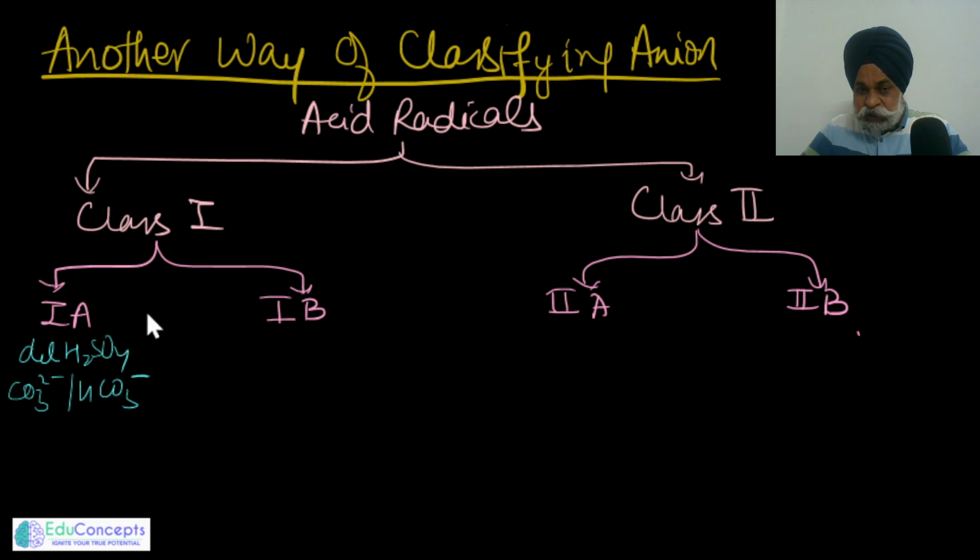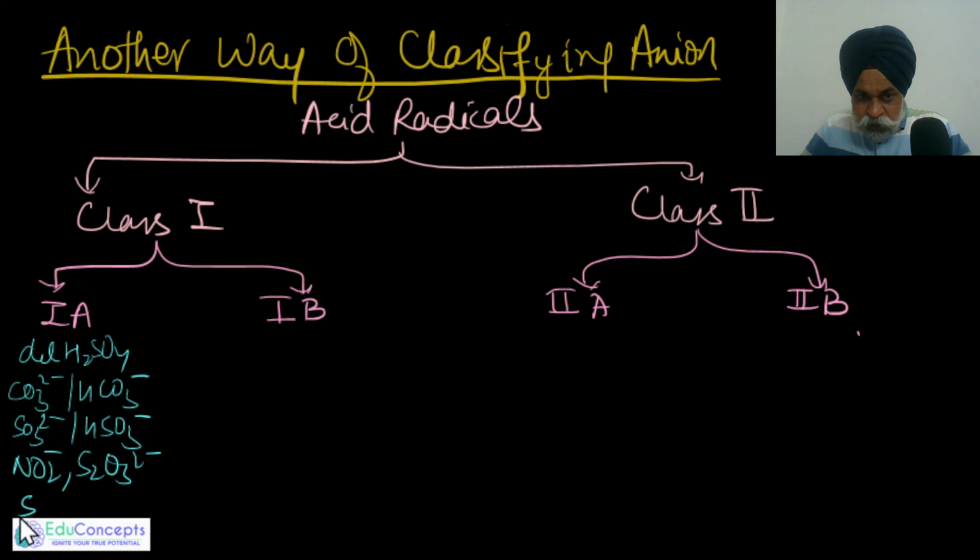Just like in this case, in class 1A we are checking the acidic behavior. So carbonate and bicarbonate take H positive, make carbonic acid and evolve carbon dioxide. Or sulfite or bisulfite, or nitrite, which would produce a brown gas, and thiosulfate can come here, or your sulfide ion or acetate ion. All these can come in this category.